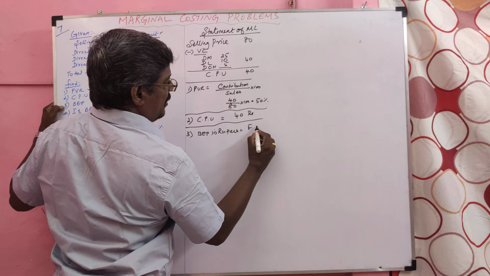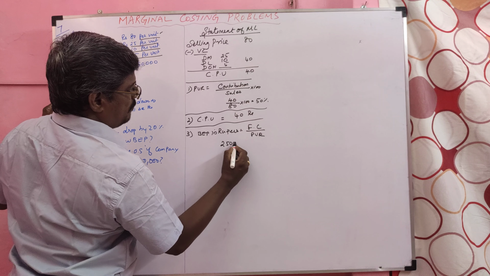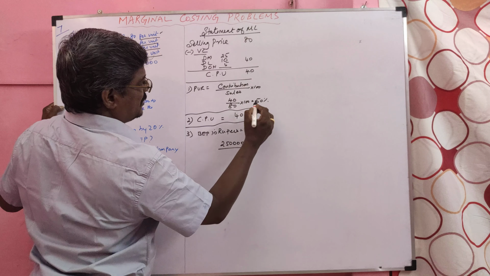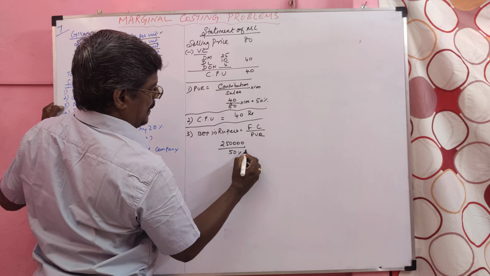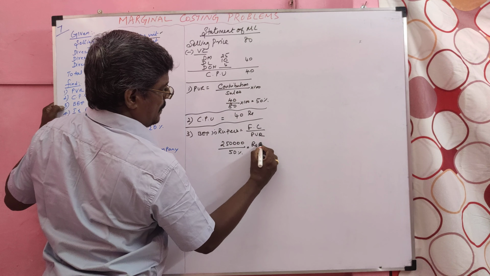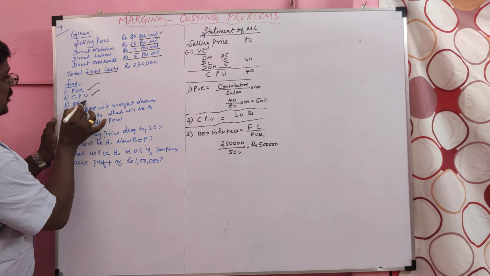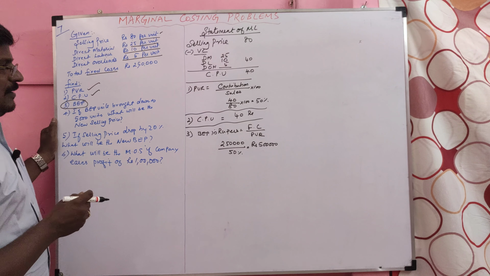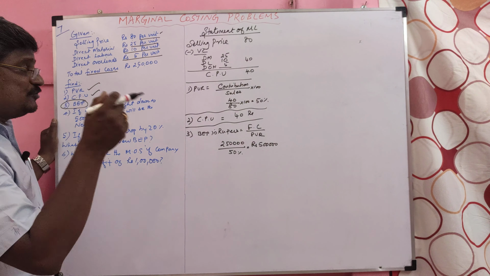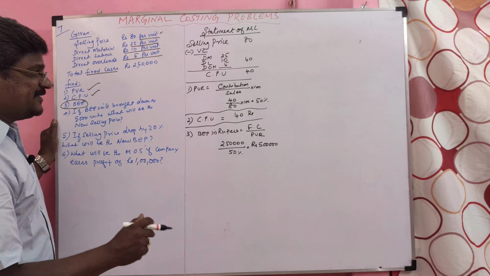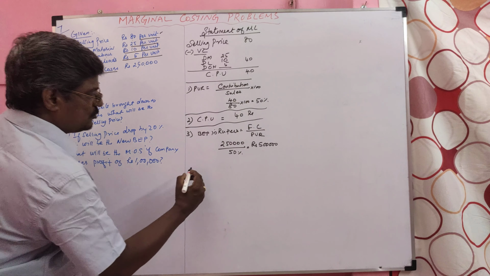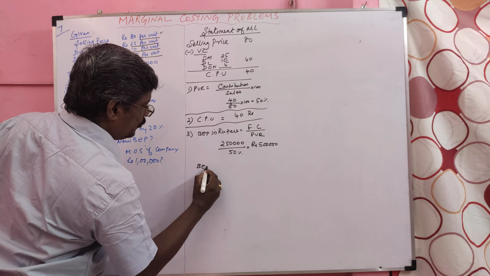What is the formula? Fixed cost divided by PVR. Fixed cost how much? 2,50,000. PVR already we found how much? 50%. So our BEP is 5 lakh rupees. Then here BEP alone is given, which means we have to calculate BEP in rupees as well as BEP in units. So we have to calculate BEP in units also.